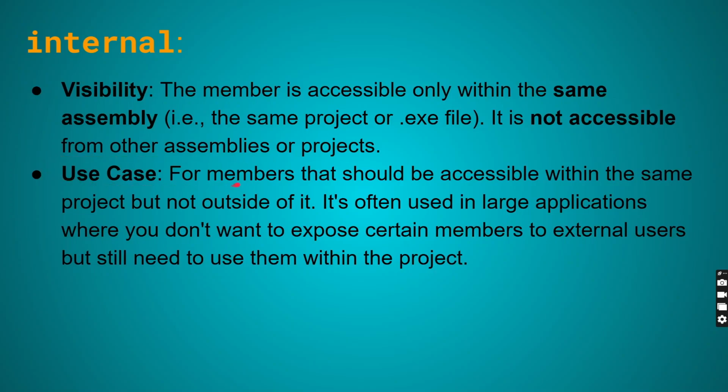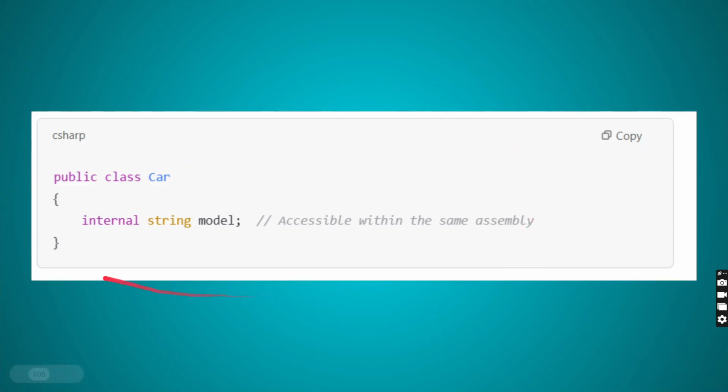Use case: for members that should be accessible within the same project but not outside of it. It's often used in large applications where you don't want to expose certain members to external users but still need to use them within the project. Now we will see that in an example. Look here, we have an internal field model accessible within the same assembly. That means we can access this model within the same project only.